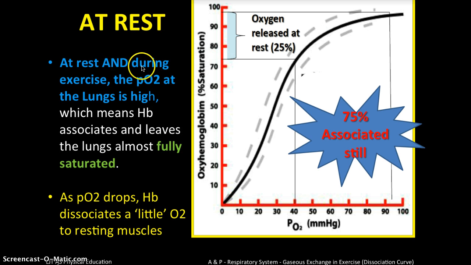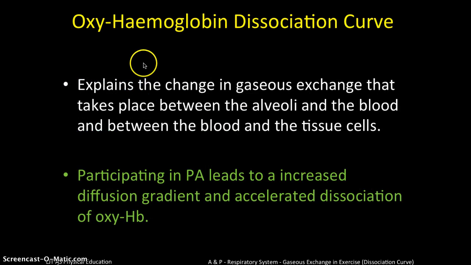So at rest and during exercise, the partial pressure at the lungs is high, always high, which means that hemoglobin associates and leaves the lungs almost fully saturated. So because there's a high partial pressure, the hemoglobin is holding on to oxygen. As the partial pressure drops to the example maybe of resting muscles, hemoglobin dissociates a little of its oxygen, and that might equate to one of its 4 pairs of oxygen. Only 25% is given off to the muscle cells. So the oxyhemoglobin dissociation curve explains gaseous exchange that takes place at the lungs and at the muscles, and that was describing the situation at rest.